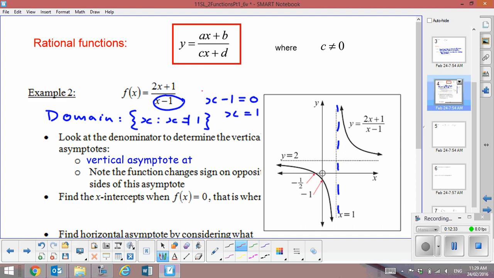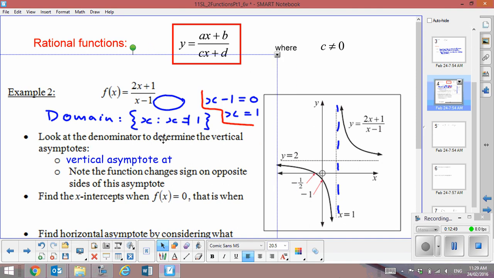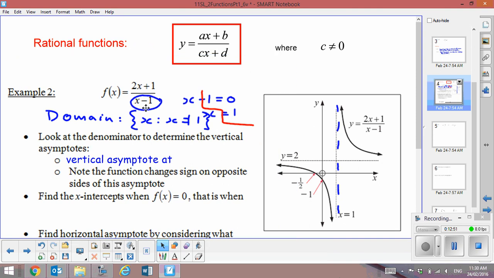This is how we calculate to get our asymptote. So look at the denominator to determine the vertical asymptote. So we've done that one. Let me move this over because I'm covering over a few. There we go. All right.